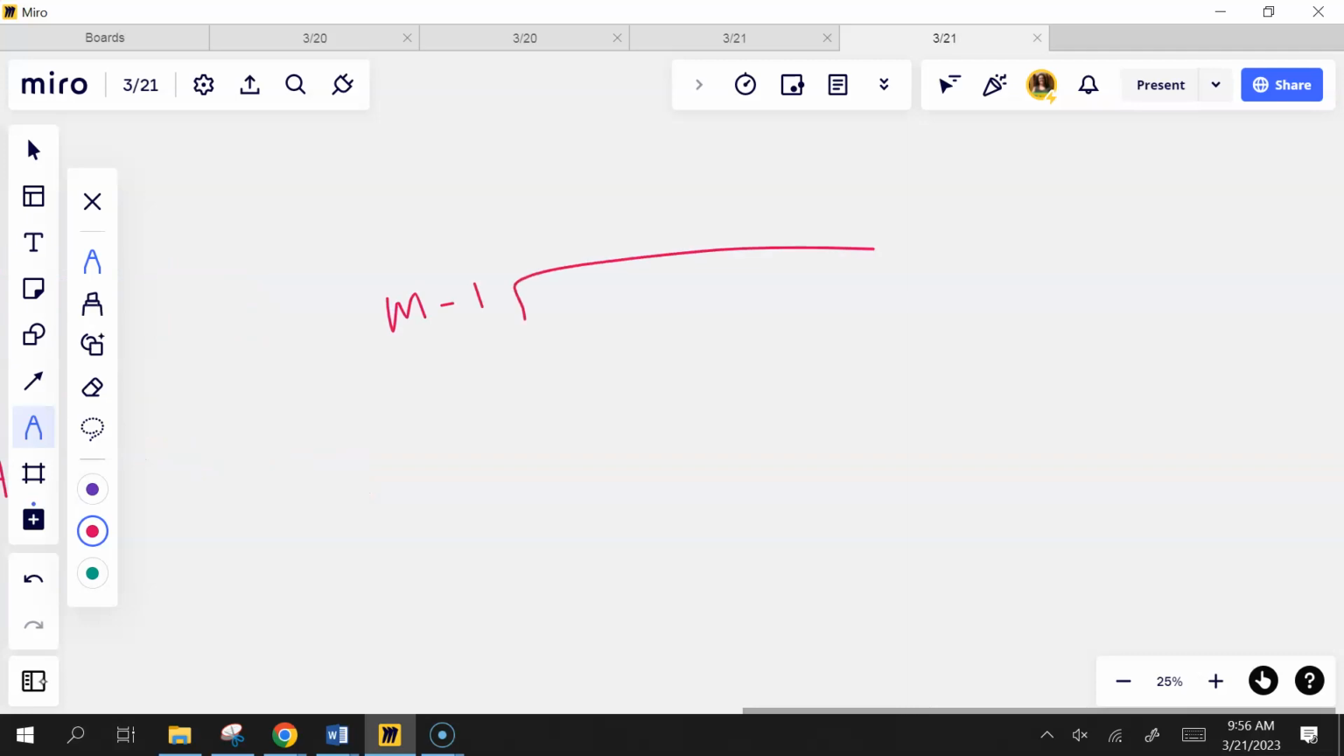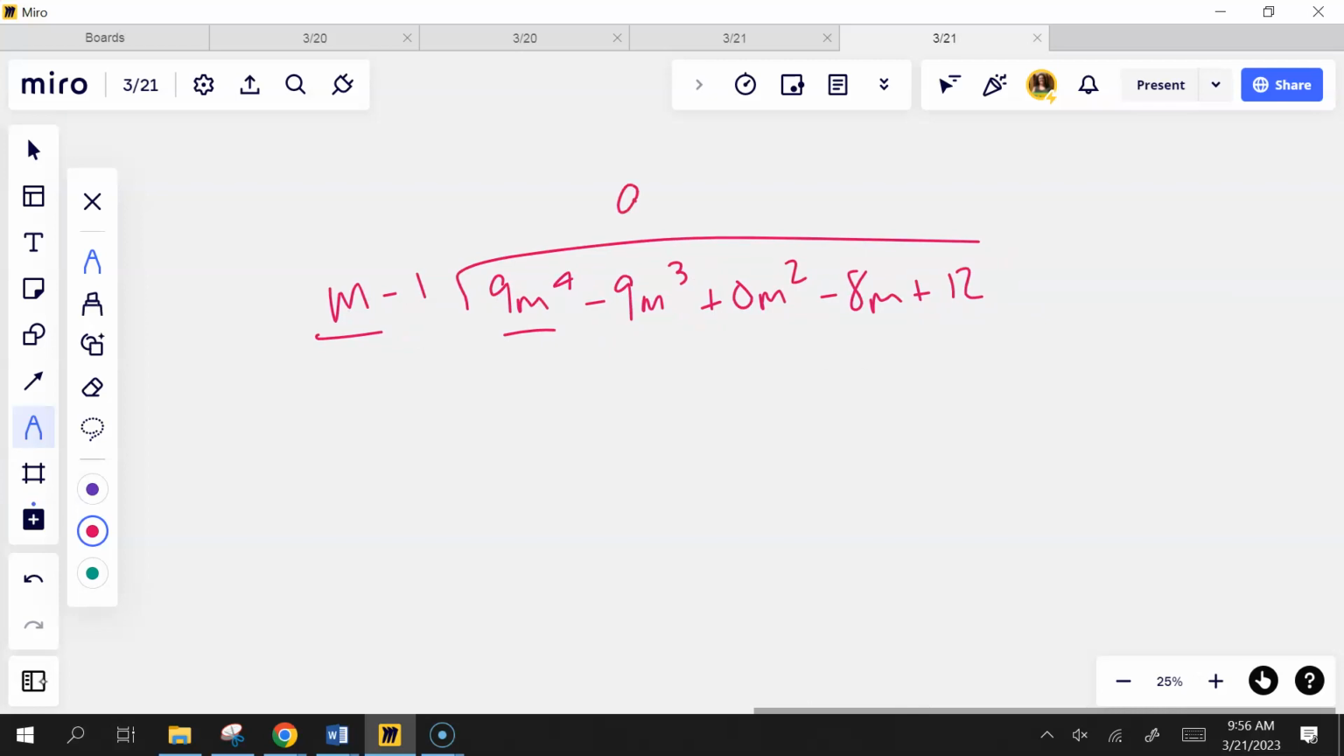M minus 1 into 9m to the fourth minus 9m cubed. I need a placeholder for the second power. What do I multiply m by to get 9m to the fourth? Multiply around. So 9m to the fourth minus 9m cubed. And I subtract. Negative 9m cubed minus negative 9m cubed, of course, gives me 0.